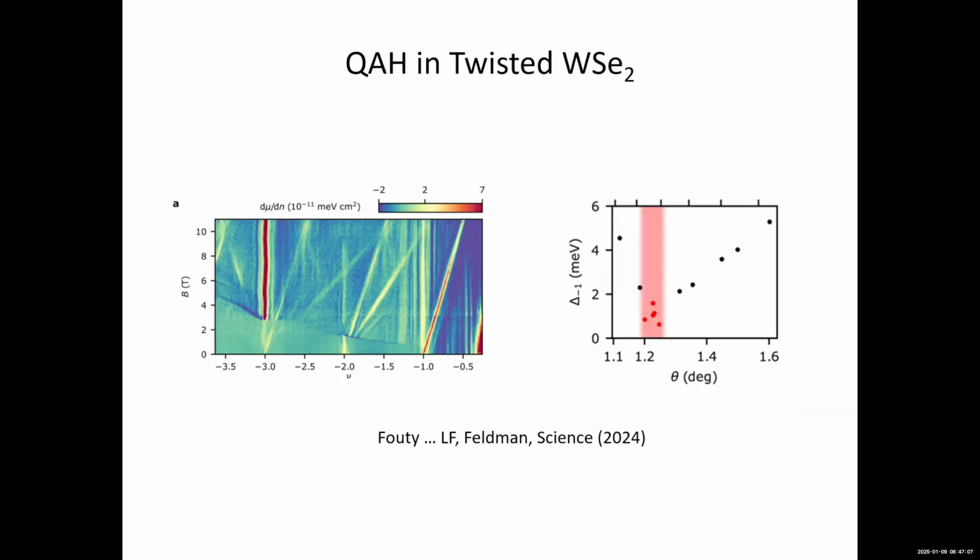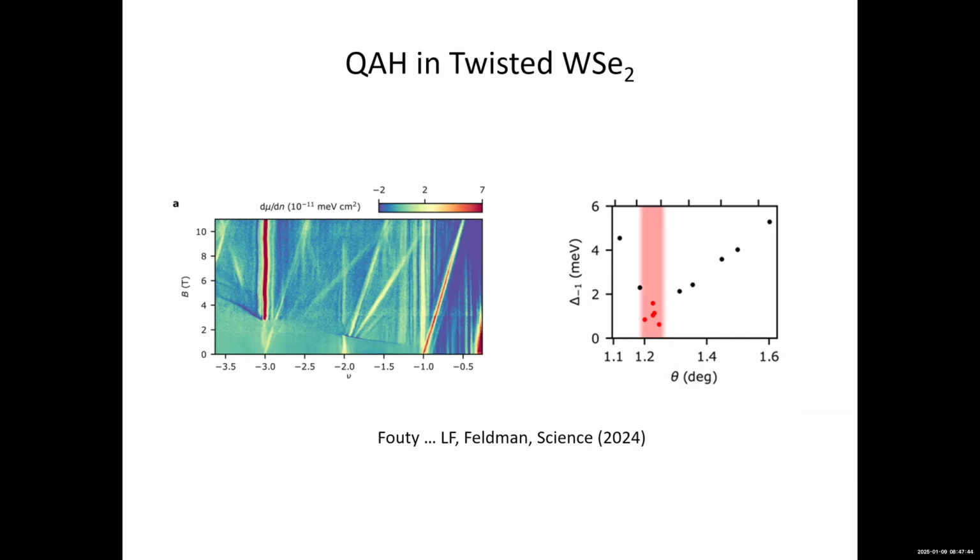Just to explain what the picture was actually showing: the one on the left, the color represents the compressibility. It's very noisy. And when you see these bright lines, this means an incompressible state. The idea is that the density at which the incompressible states occur depends on the magnetic field, and this slope determines the Chern number. So from this slope, you infer that the Chern number is 1.